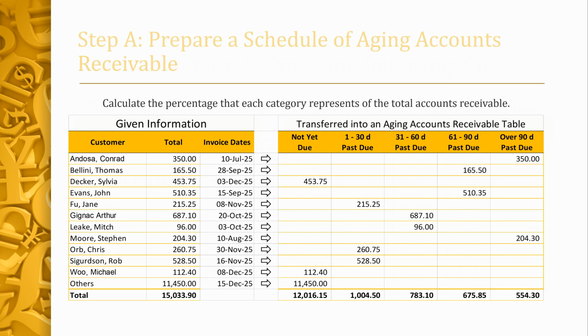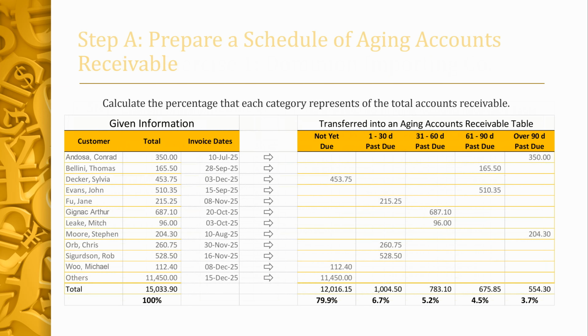Next, how do you think we determine the percentage each column represents? We take the total for each column and divide it by the overall total of $15,033.90 to determine the portion of receivable that each aging period represents. The vast majority of accounts receivable are not yet due, 79.9% to be exact. 6.7% of all accounts receivable are 1 to 30 days past due. 5.2% are 31 to 60 days past due. 4.5% are 61 to 90 overdue, and 3.7% are over 90 days past due.